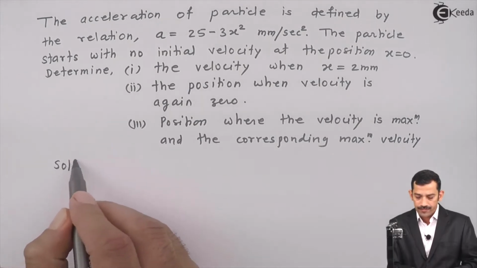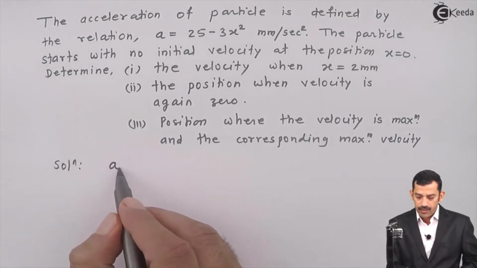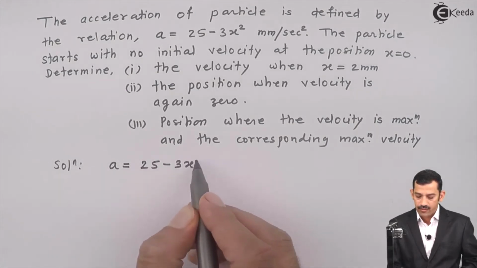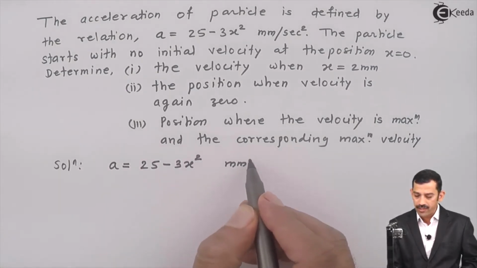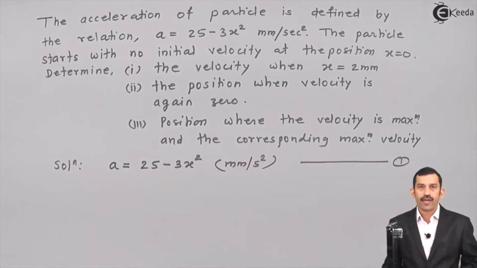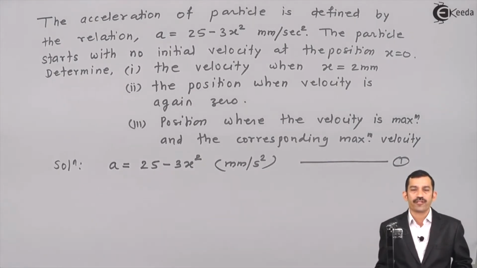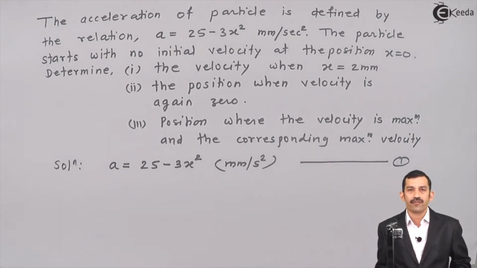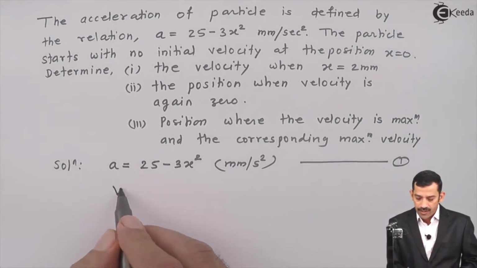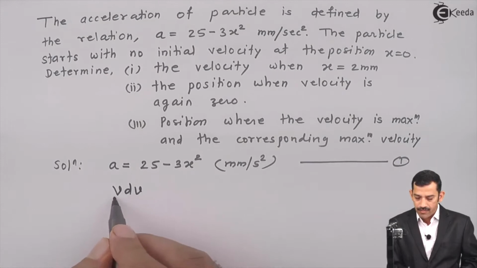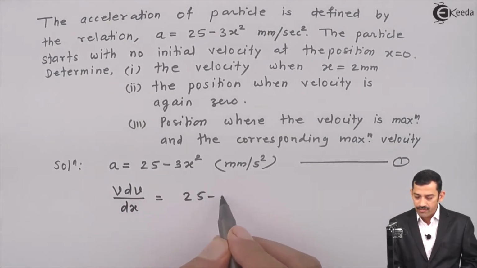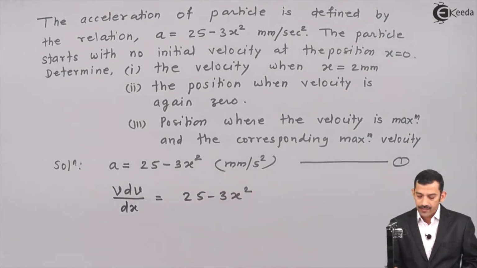Therefore, first, a = 25 - 3x². This is in millimeters per second squared, say equation number 1. Now a is given as a function of position, therefore we will substitute a in terms of x. In terms of x, a can be written as v dv by dx = 25 - 3x².